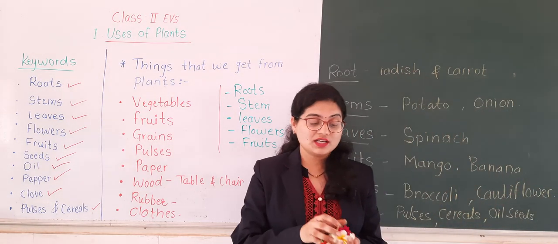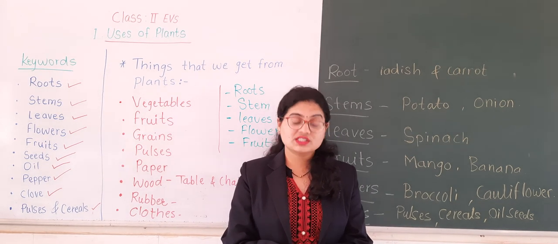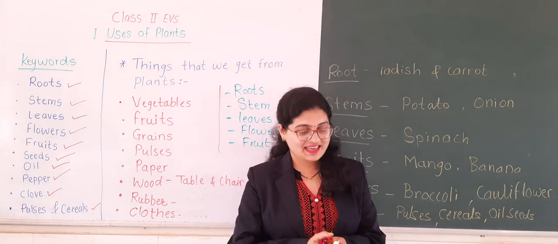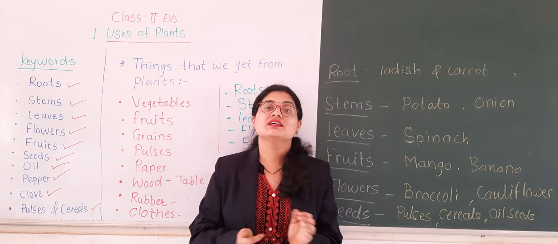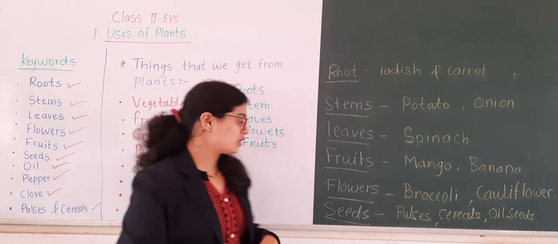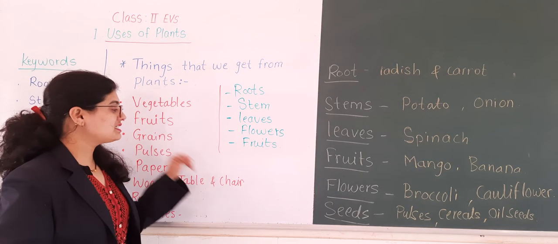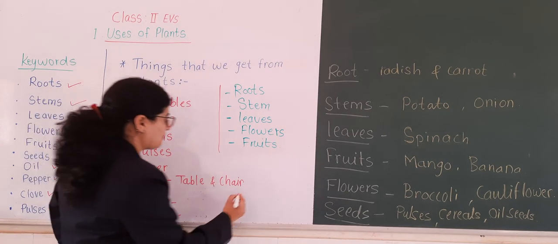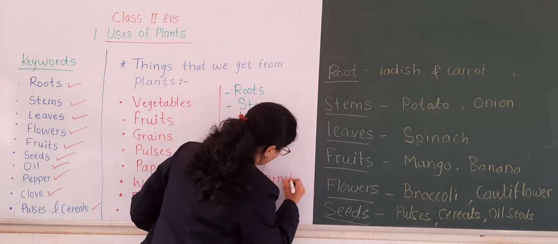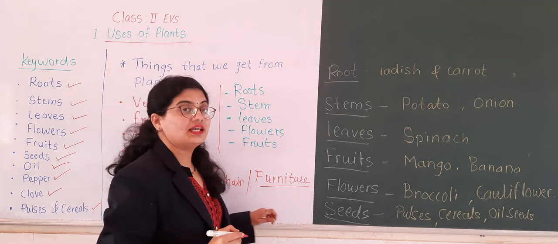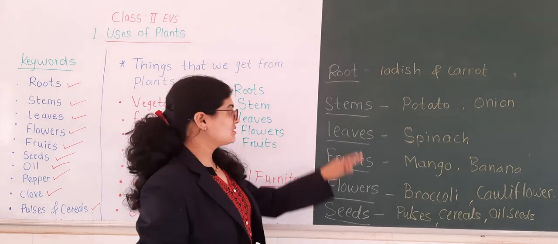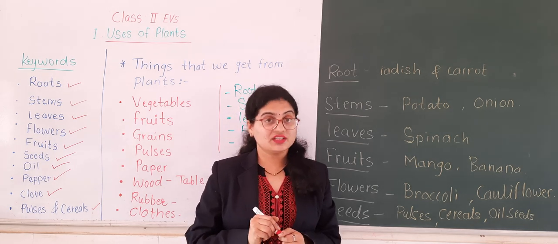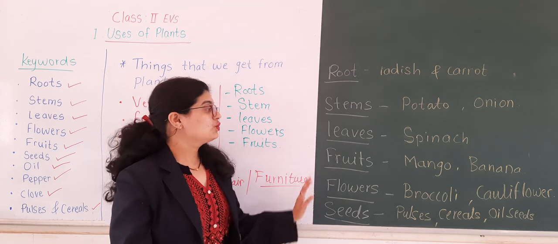Then we also use different flowers, right? We use different flowers for decoration purposes and to make garlands. Okay? Yes, very good. There are different things which we get from plants. Plants also give us wood, which we use to make tables, chairs and other furniture present in our home. What do we make by using this? Different furniture. Right? These all things we get from plants, and these are different parts of a plant.